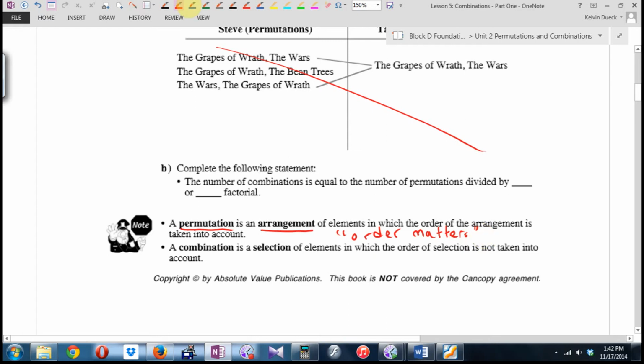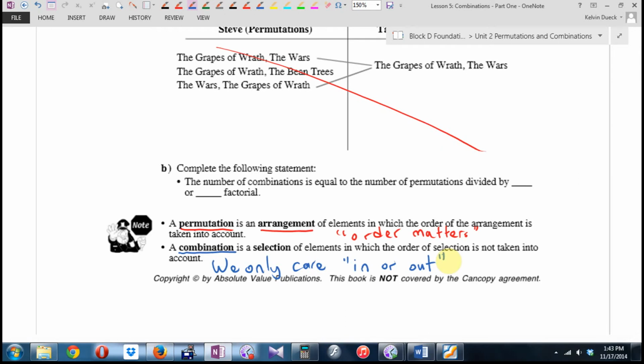A combination is a selection of elements in which the order is not taken into account. We only care in or out. Picked or not. Yes or no. Turn the page.